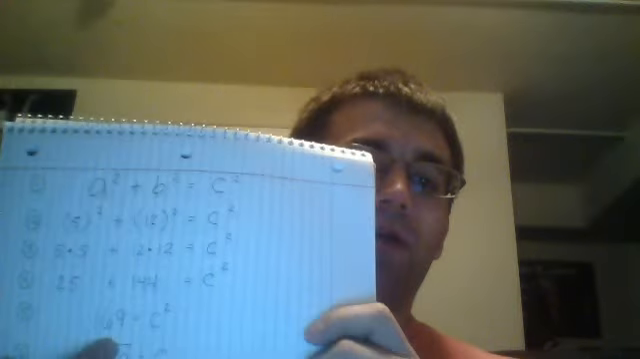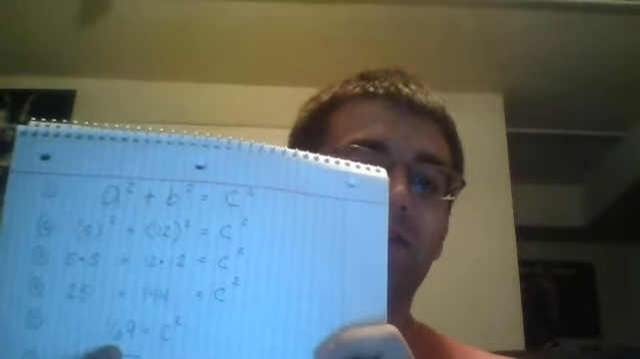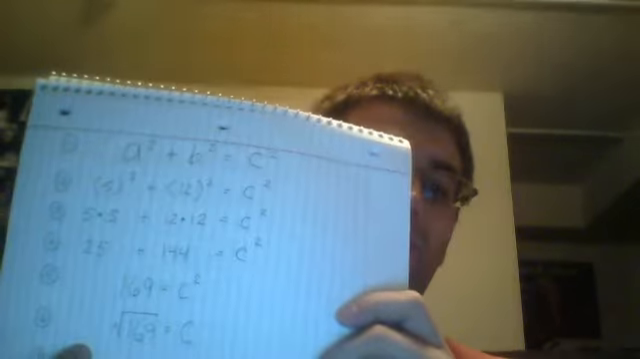Alright, so we multiplied those out. So we got 25 plus 144 equals c squared. Next step is to add those two numbers together, and you get 169 equaling c squared. In order to eliminate the square on the c, we have to take the square root of both sides. So we end up with the square root of 169 equaling c. So if we evaluate that square root, we are left with 13 equaling c. So the value of c, the hypotenuse, is 13 inches.